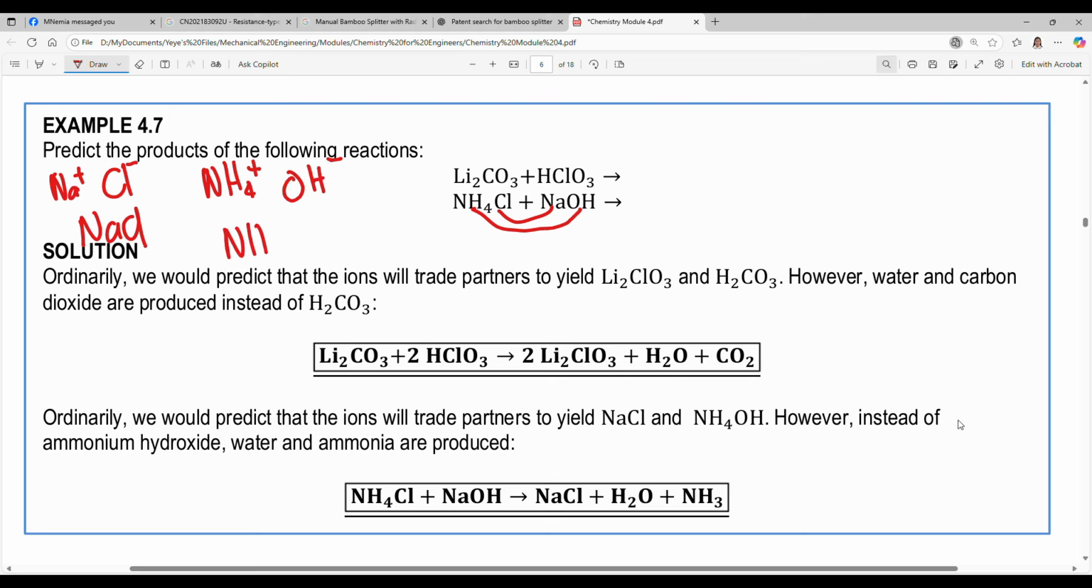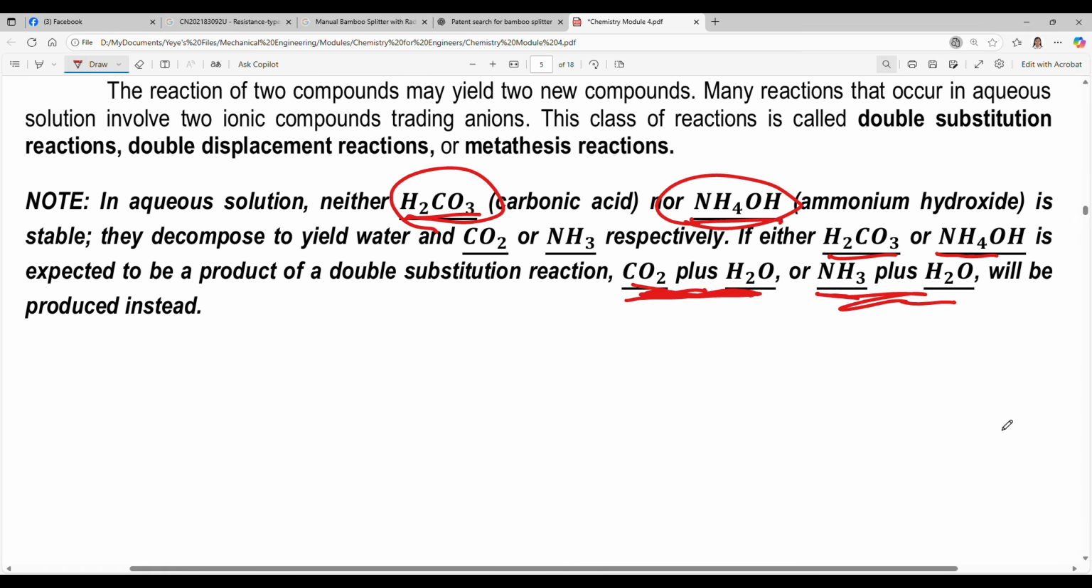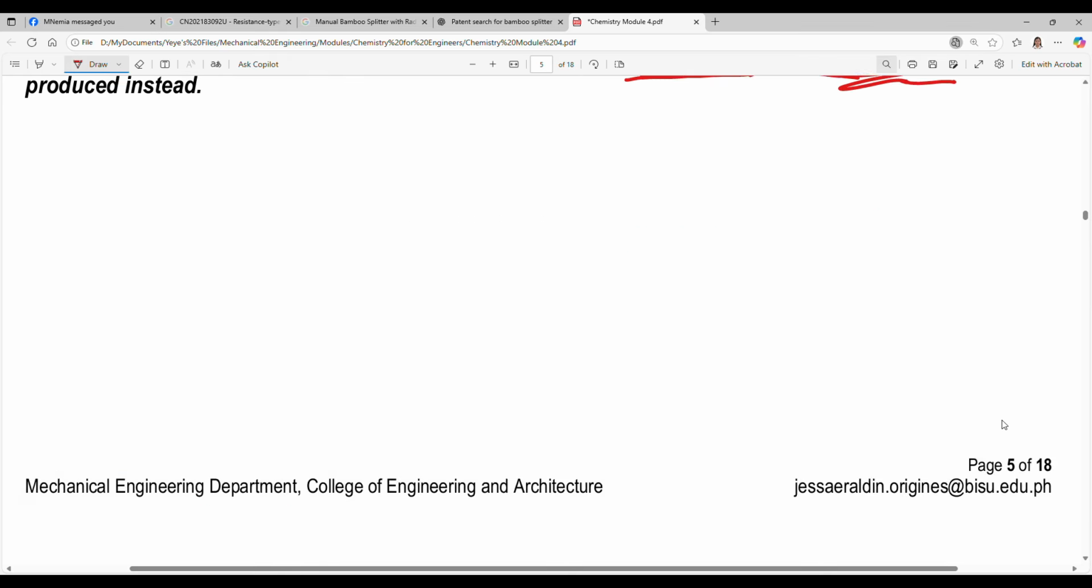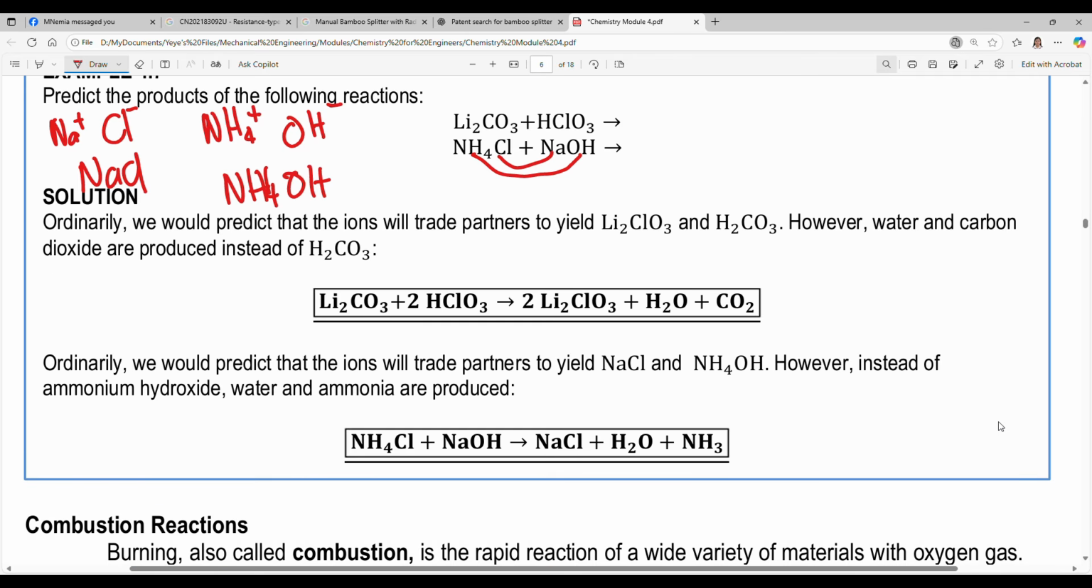So, that becomes NH4OH, ammonium hydroxide. Ammonium hydroxide disintegrates into ammonia and water. So, you have sodium chloride, water, and ammonia as the products.